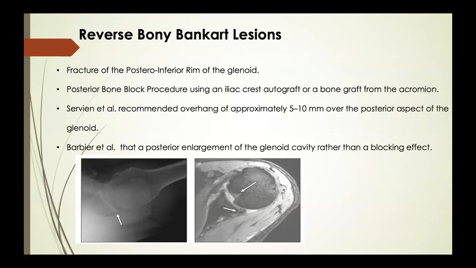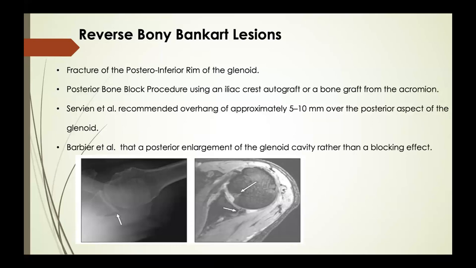Coming to reverse bony Bankart lesion, a fracture in the posterior inferior glenoid rim. In this case, the posterior bone block uses either an iliac crest autograft or bone graft from the acromion process. Surwey et al. recommended an overhang of approximately 5 to 10 mm for the posterior aspect of the glenoid.